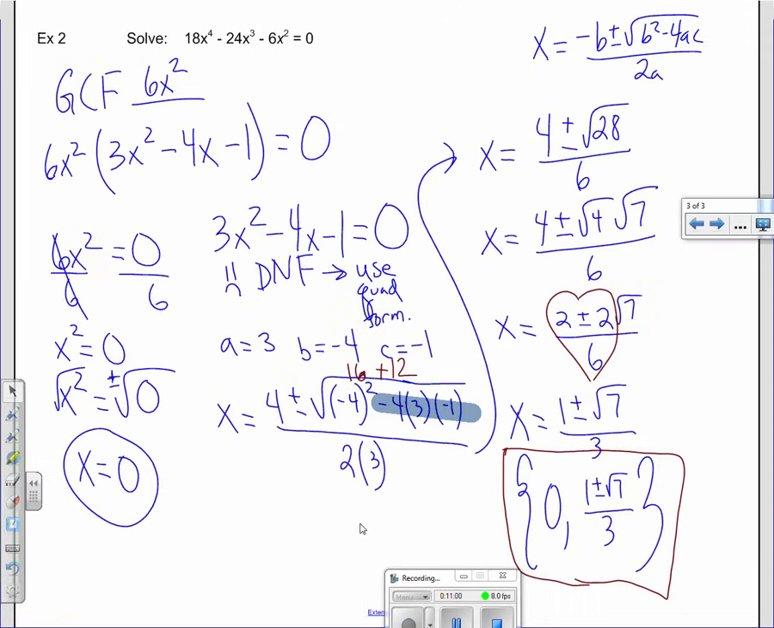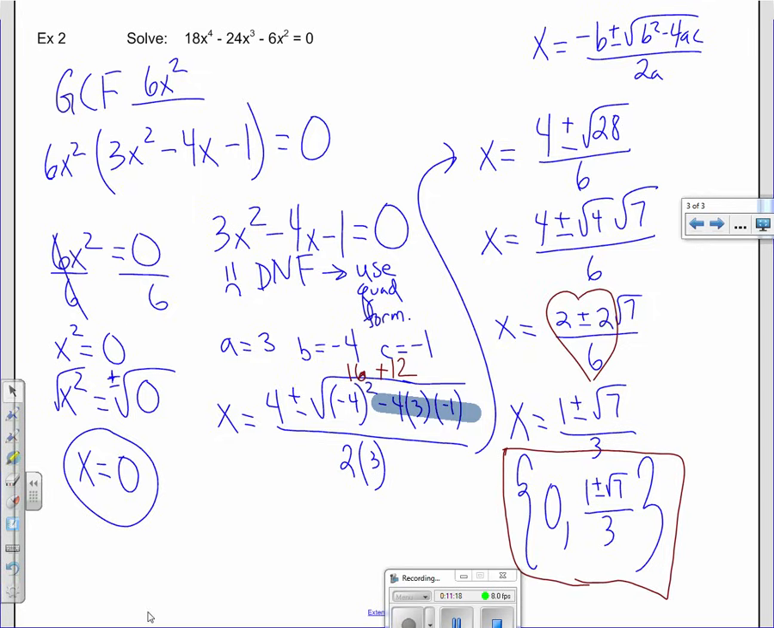Woo-wee, check it out. Here's what I got. Hopefully you got the same thing. I'm going to run through it really quick. Take out the GCF. The GCF is 6x squared. When we take out the GCF, we get 3x squared minus 4x minus 1.